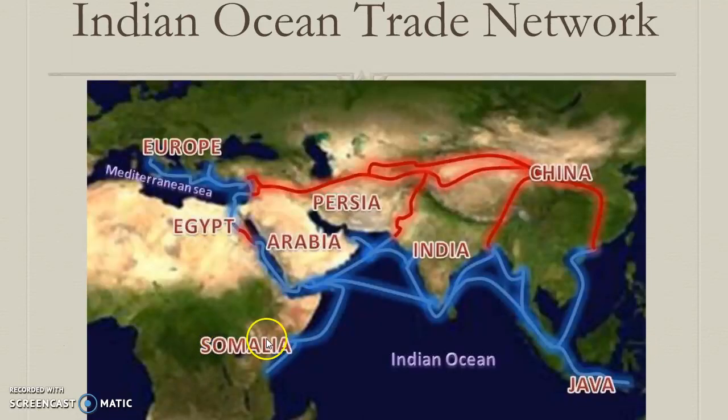I also want to point out, you see Somalia here? These were the Swahili states. And these developed as a direct effect of the Indian Ocean Trade Network. Merchants all the way from China and India and Arabia came and settled in the Swahili states over here that did the trading. And Swahili is a combination of Bantu and Arabic. Okay.